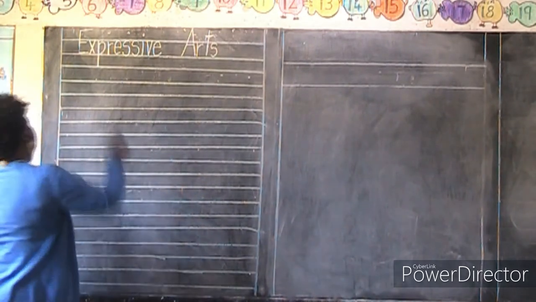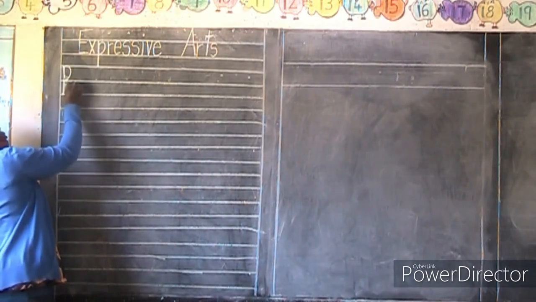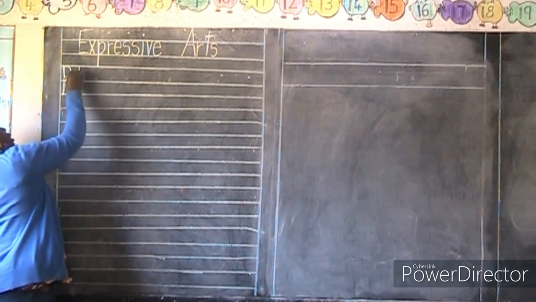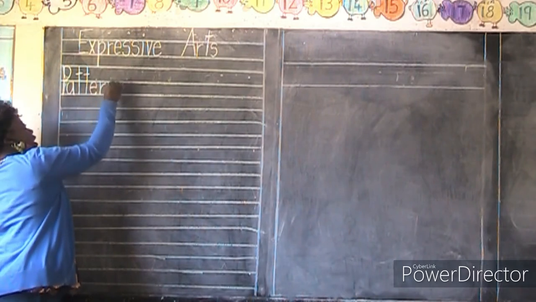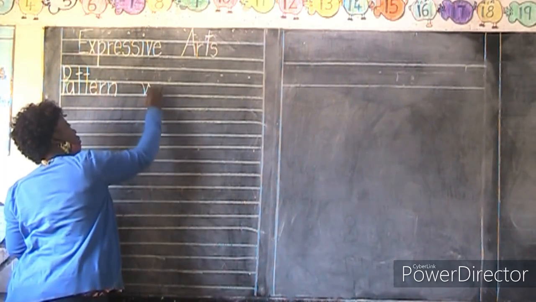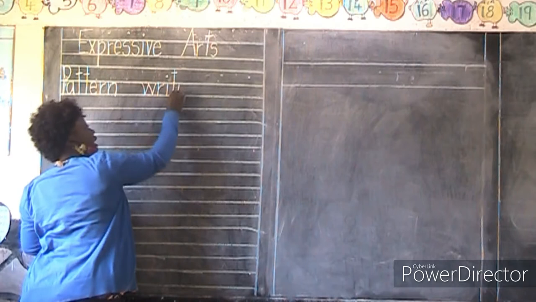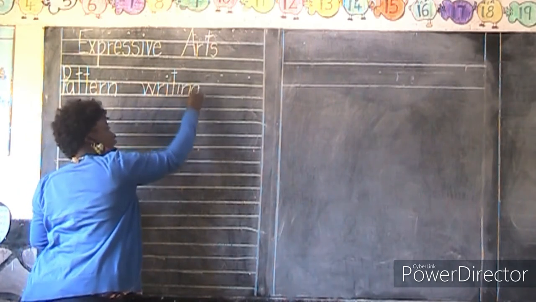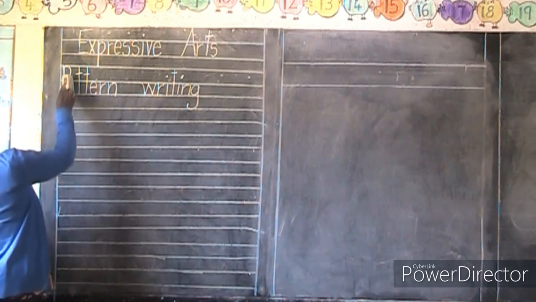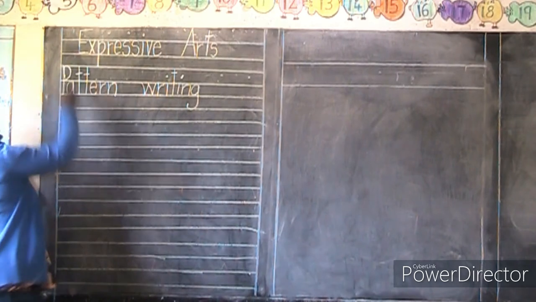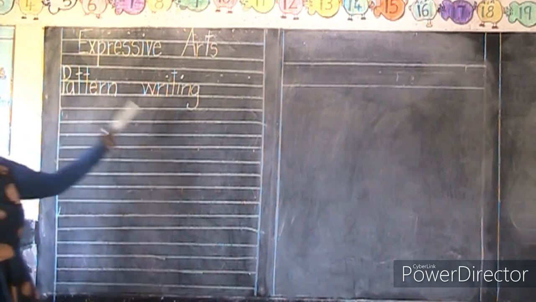Before I introduce today's pattern, let me write the title. Today's title: pattern writing. And my title is sitting on the line. There are letters with two lines and other letters with one line. Let's read together. Pattern writing.